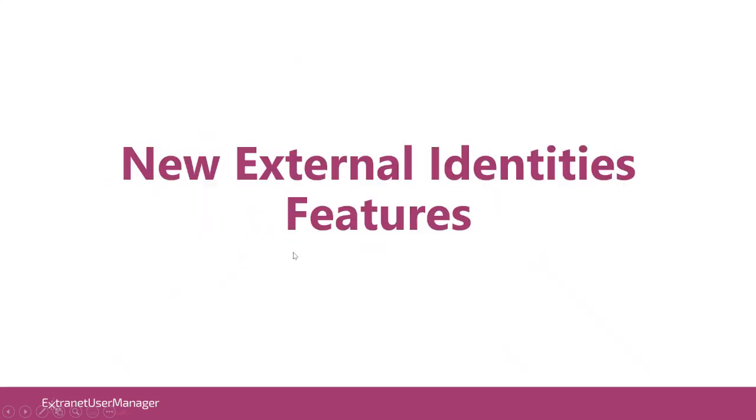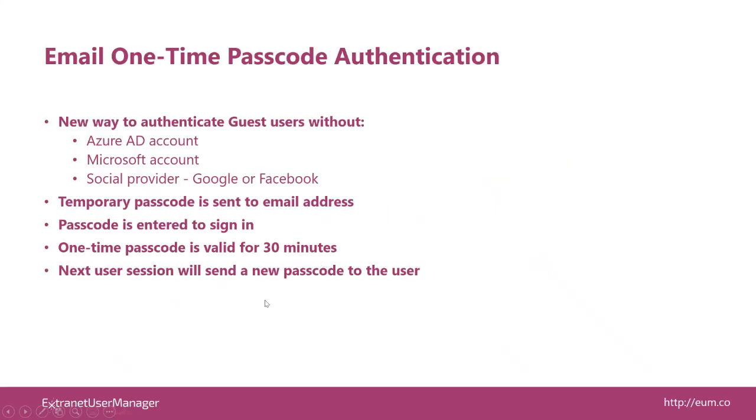Okay, so let's move off of the licensing and get into the actual cool stuff, the new features from an external identities point of view. So the first one is the one-time passcode. I know it's not new. It's been in preview for quite some time now. For the additional ways to authenticate, Google came first, and Facebook came more recently. But I'm going to focus on the temporary passcode approach.